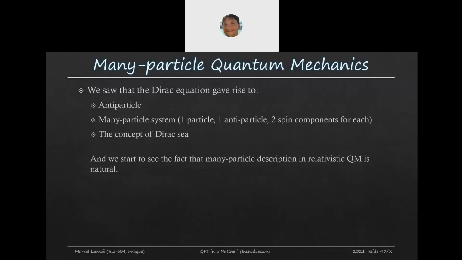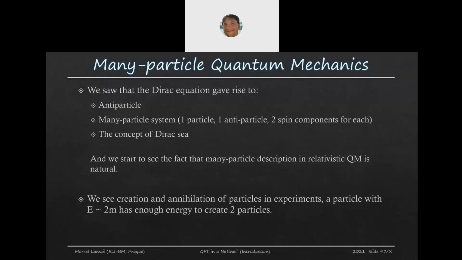And we start to see that the many particle description is natural even when we only require relativistic postulates or relativistic considerations for quantum mechanics, right? It seems like we didn't require anything else other than the energy mass equivalence. And once again, in experiments, for example, we see the annihilation and creation of particles. So that must also be somehow tied into this.